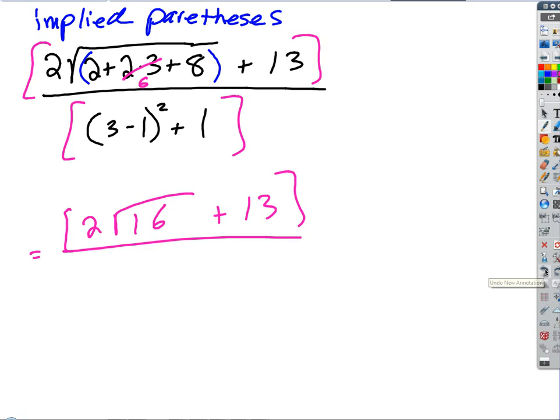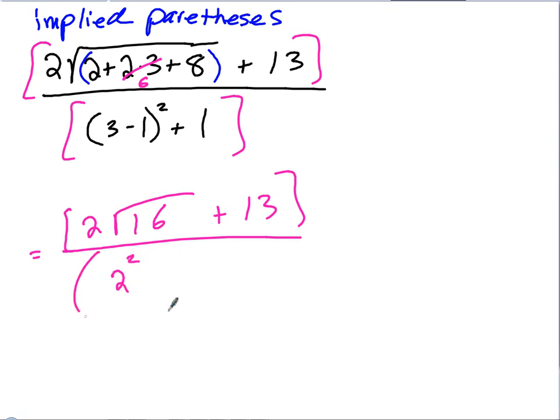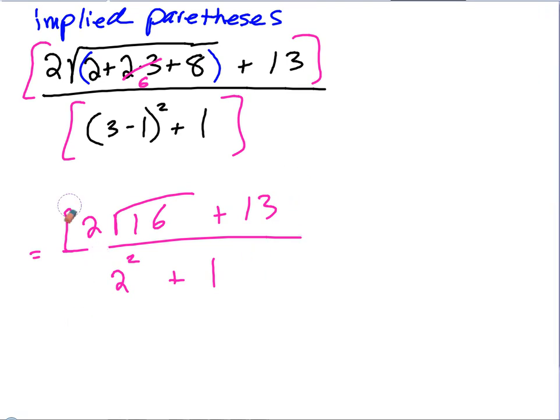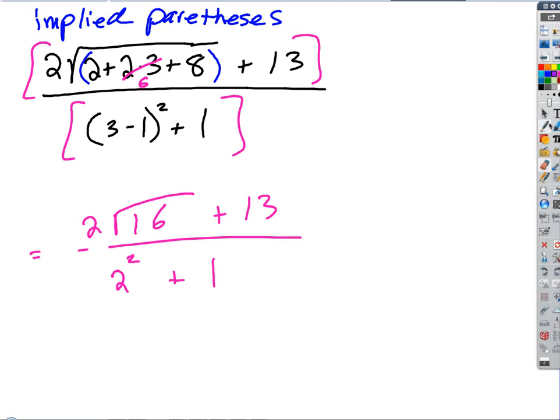3 minus 1 is 2, so we're going to get 2 squared plus 1. And we really don't even need those parentheses, do we? I mean, they're implied. In fact, it almost confuses the issue. If you want to write them, great, but we know they're there because we've written this using fraction bars like we should, so maybe we just leave it like that. Next step on top.